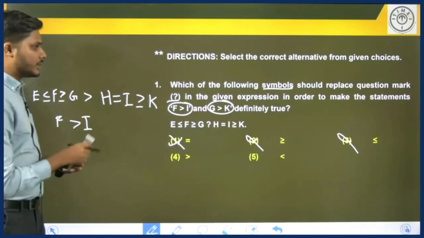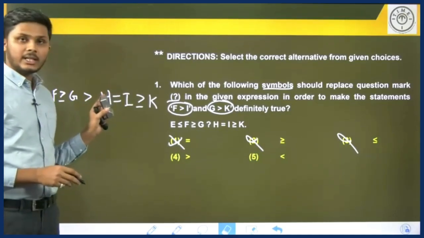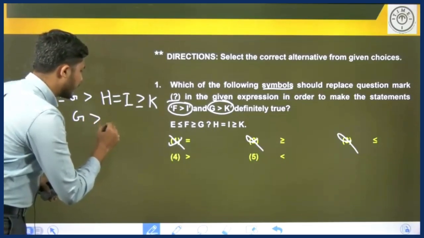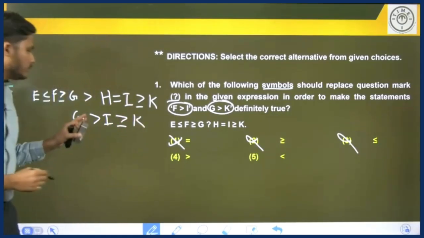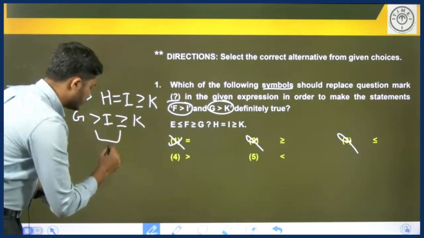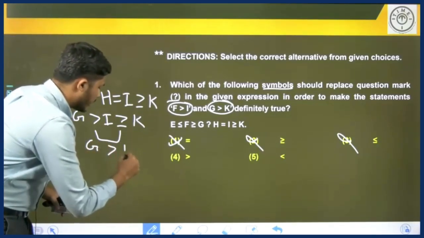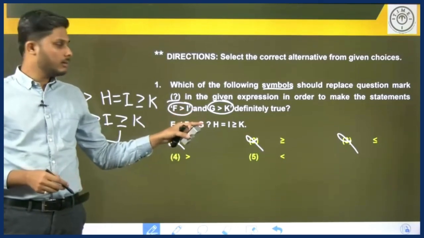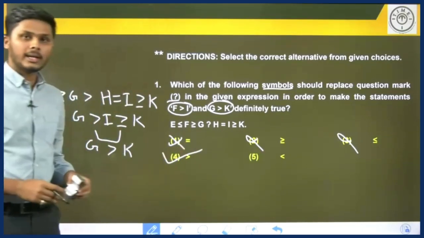So now let's look at the second condition, which is g greater than k. Here we know g, h and i are equal. Let's replace h with i. So the new statement will be g greater than i and i greater than or equal to k. Since we know that if the symbols are greater than and greater than or equal to, the end result will be greater than, the relation between g and k will be g greater than k, which follows the second condition. Hence option choice 4, the greater than symbol, if we replace that in the question mark, the two conditions will follow. So option 4 is correct.